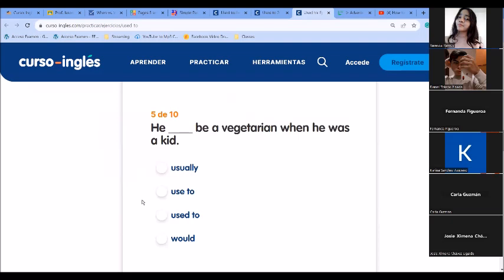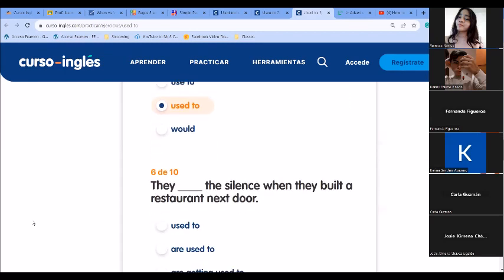Right, number 5, Fernanda. Miss Figueroa. Yes. He used to be a vegetarian when he was a kid. That was his habit. His parents used to give him vegetables like crazy. He didn't make the choice, really. He was just living the life. Number 6, Karina.